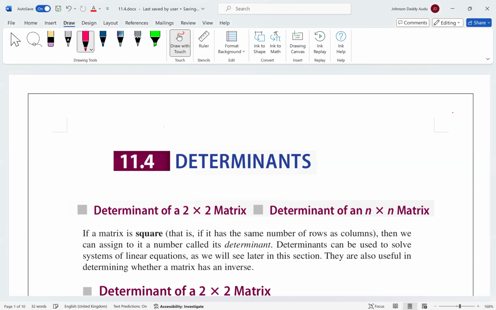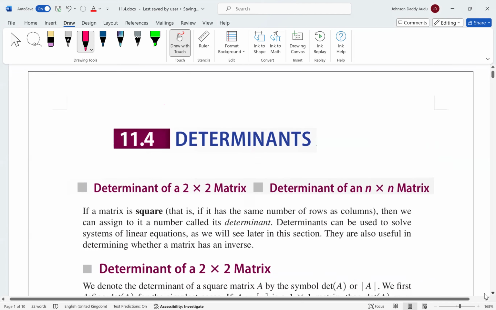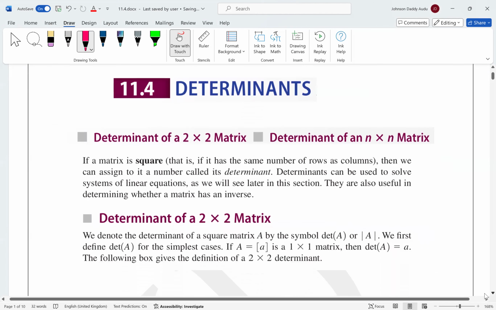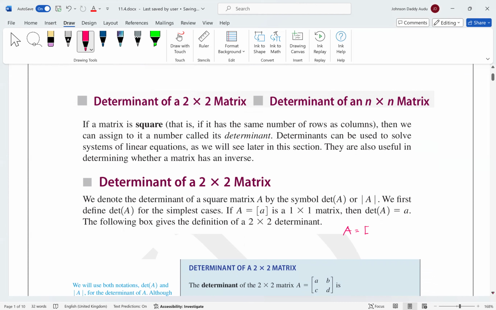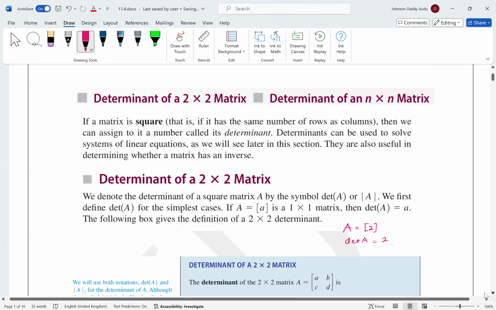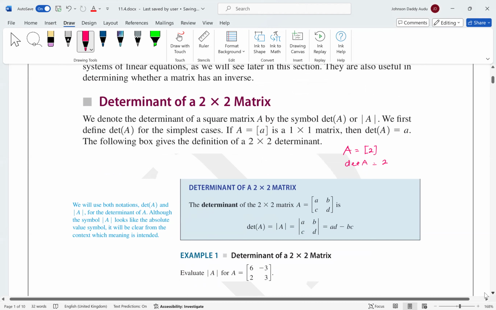So firstly, a determinant is only associated with a square matrix. It means the matrix has to have the same number of rows and the same number of columns. So if you have a 1 by 1 matrix, the determinant is just that element. So if the matrix A equals, for example, 2, its determinant is just that element, 2. Then for a 2 by 2 matrix, what is the determinant?